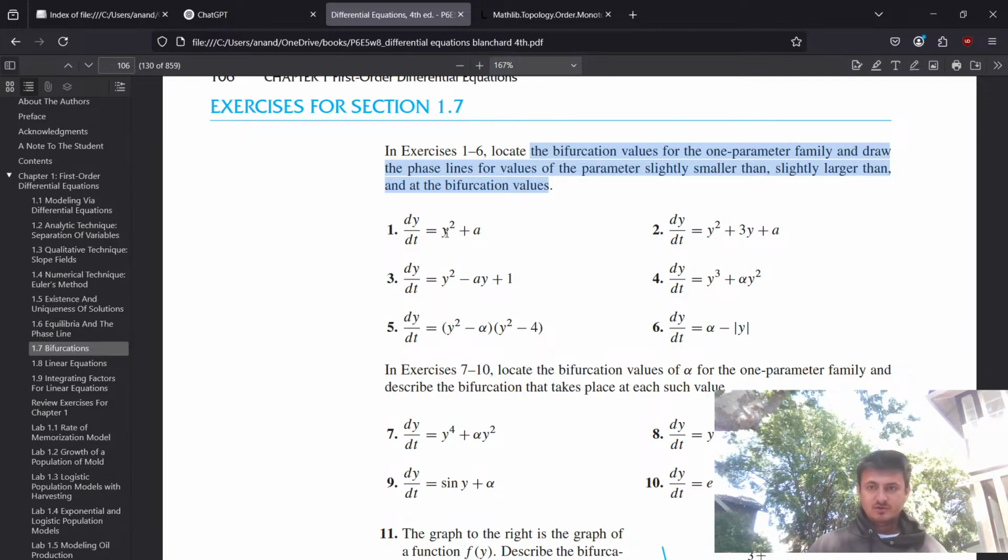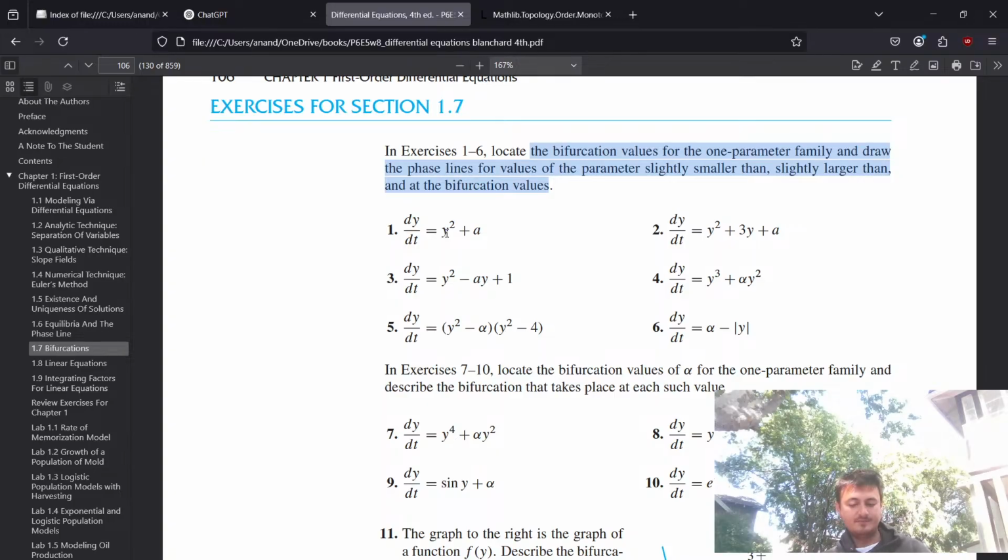So okay, so let's do three phase lines. So these are the three phase lines, and so this is going to be a less than 0, maybe like a equal to minus 1. Then we're going to get the square root of 1, which is 1. We're going to get two fixed points at plus or minus 1. So this is going to be 1 and minus 1.